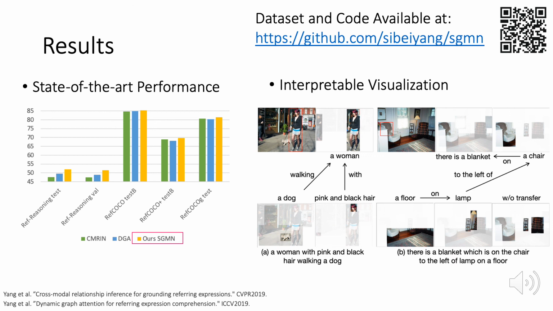The module successfully changes from the initial attention map to the final attention map at the node a chair by performing relational reasoning along the edges of a chair to the left of a lamp and the lamp on a floor, and then identifies the target blanket on that chair.